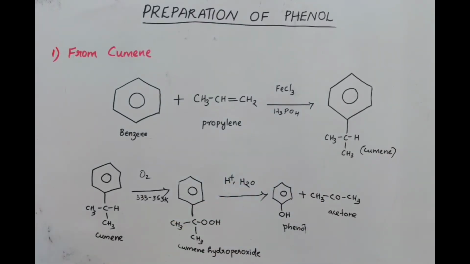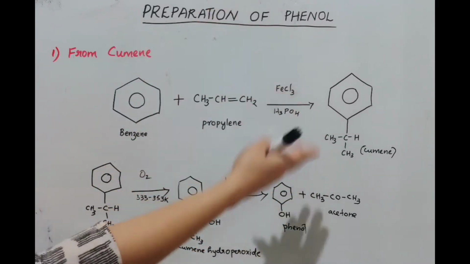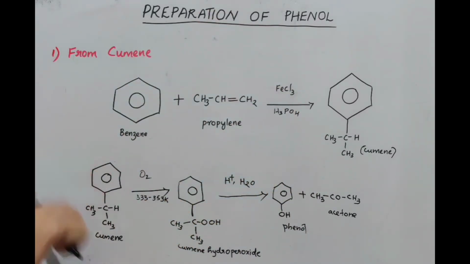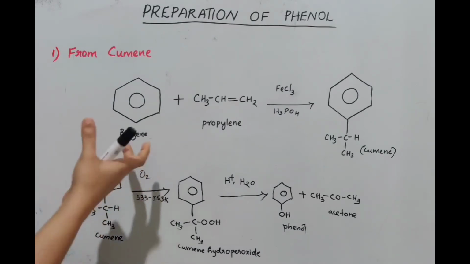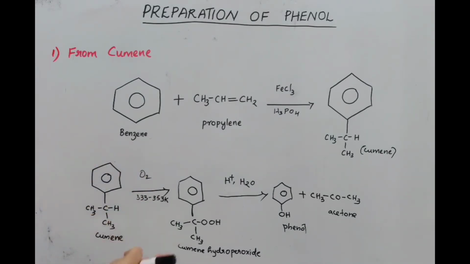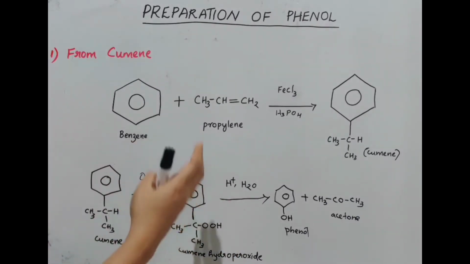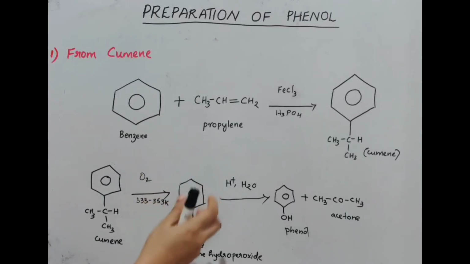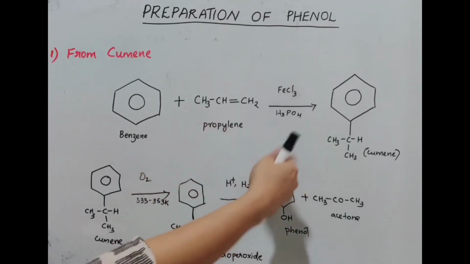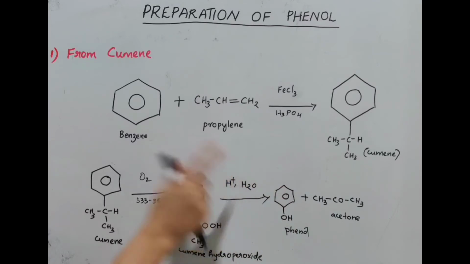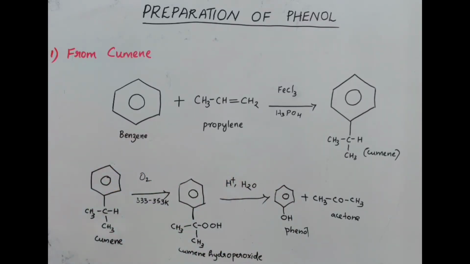Now the second step: after the preparation of cumene, this cumene is readily oxidized by air, forming cumene hydroperoxide. After the formation of cumene hydroperoxide, it is converted into phenol by treatment with aqueous acid. All of you clear?